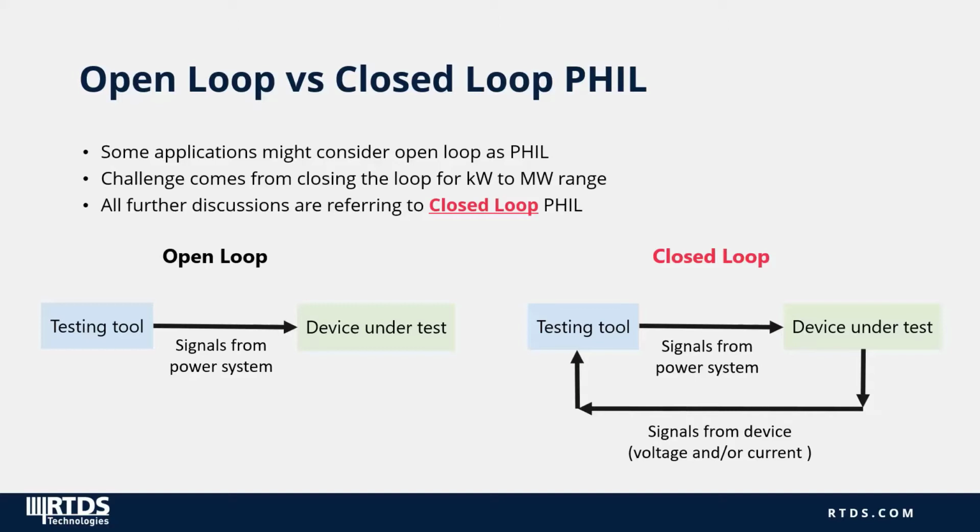Now, if we compare this with the closed loop setup, we can see that the device under test actually has a feedback path where it can impact the testing tool, here, the RTDS. So now the two systems are fully interfaced with each other, and the RTDS is able to impact the behavior of the device under test. And similarly, the device under test is able to impact the simulation results of the power system included in the RTDS. Again, the challenge of this power hardware in the loop simulation really comes from the closed loop setup, because as soon as we close the loop, this is where we can have issues relating to the stability of the closed loop simulation and so on.